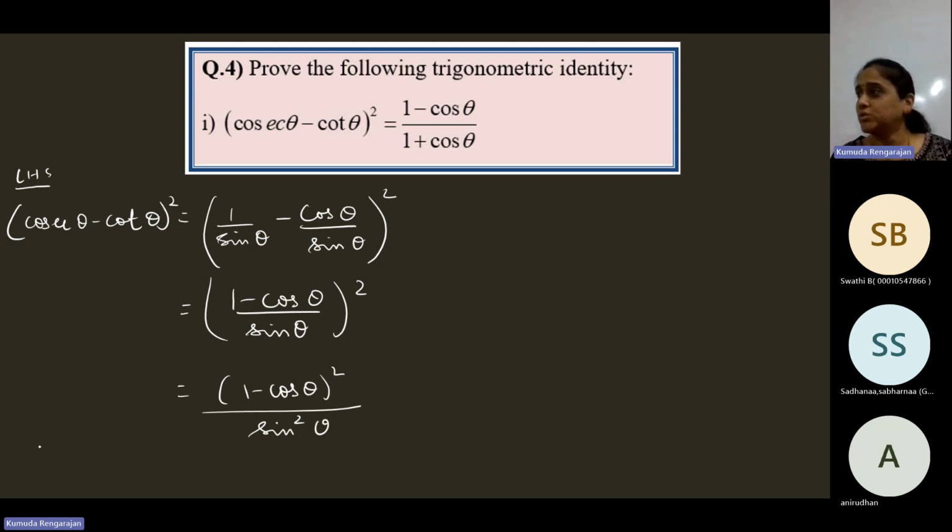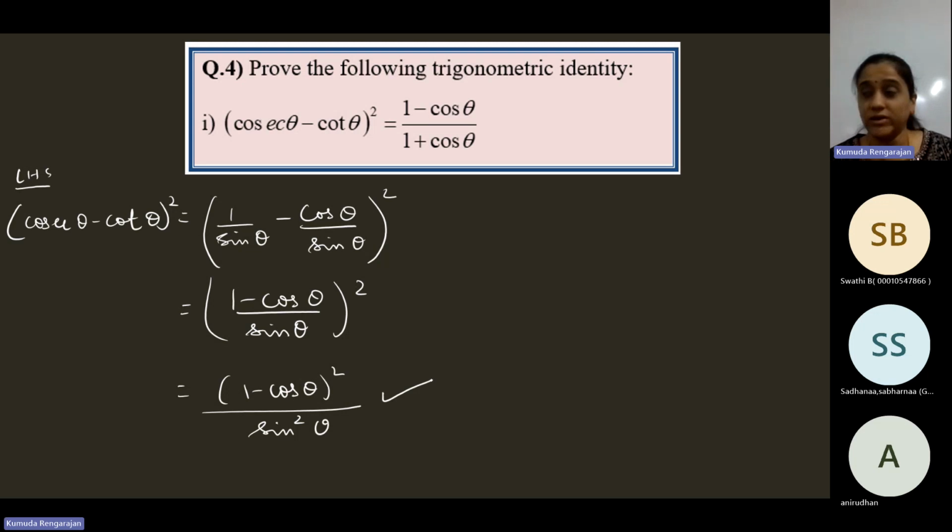Now after this, what to do? Look at the RHS. In the RHS, we have 1 minus cos theta, but at present we have 1 minus cos theta the whole square. So one 1 minus cos theta should cancel. For that to cancel, you should have that 1 minus cos theta in the denominator, right? So we have to change sin square theta.